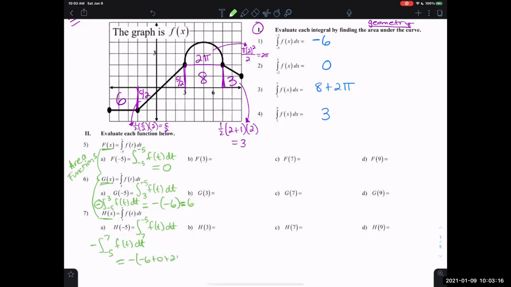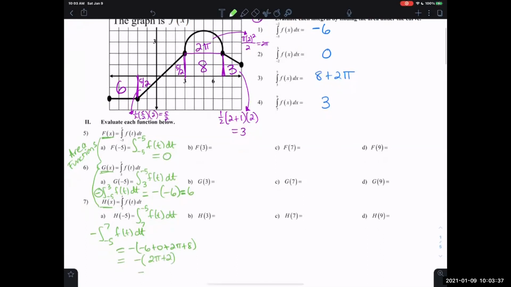So that's the 2 pi plus 8 part of the graph, right? So we're going from here all the way through, adding up all those areas. So within the parentheses, we've actually got 2 pi plus 2. We have to take the opposite of that, so it would give us a final area of -2 pi minus 2, or -2 minus 2 pi.